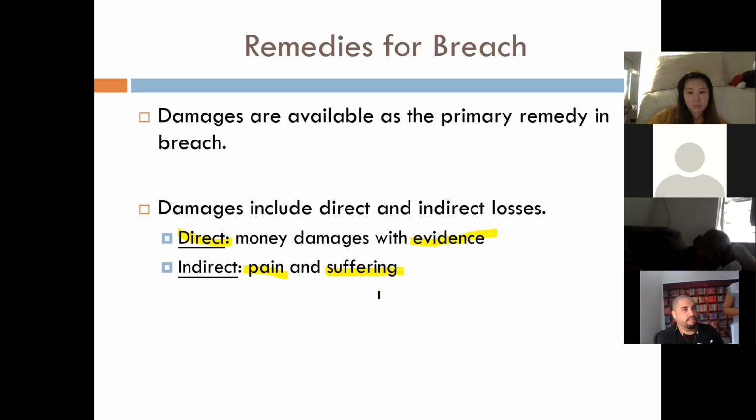Mentally, yes, mentally or emotionally, right? So let's say that you love to play piano and you break your hand. Well, of course you experience pain, definitely. But if you can't play piano anymore, maybe you also experience suffering.